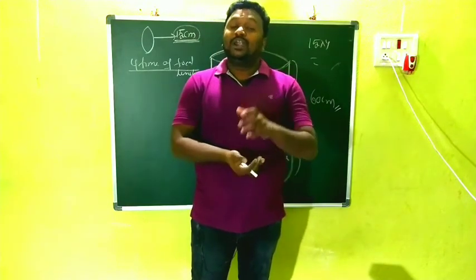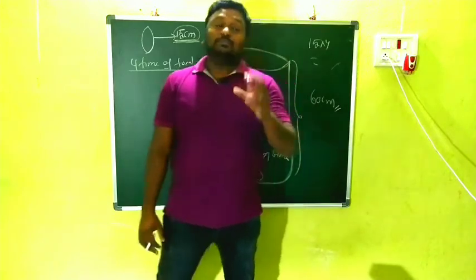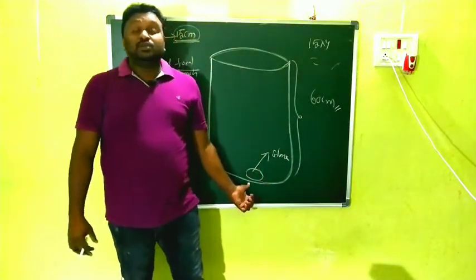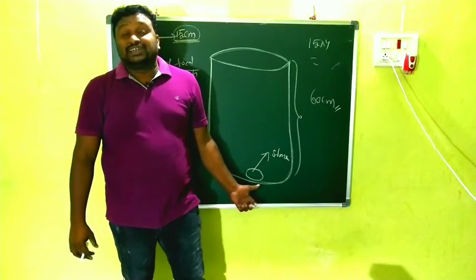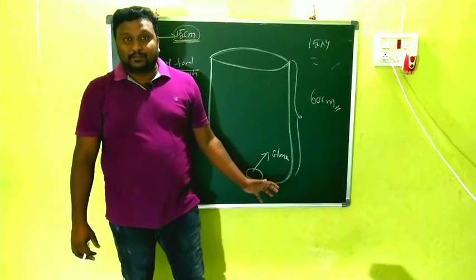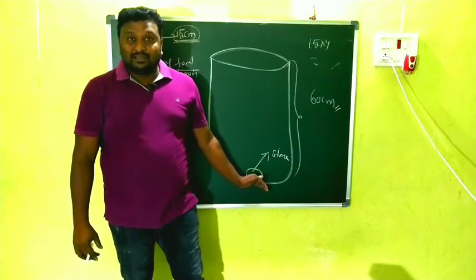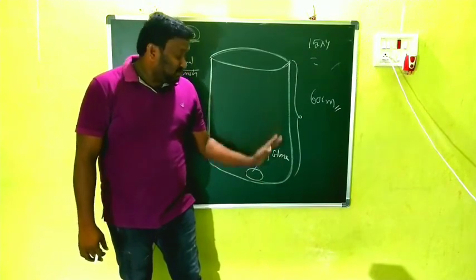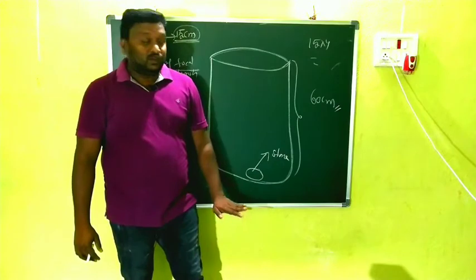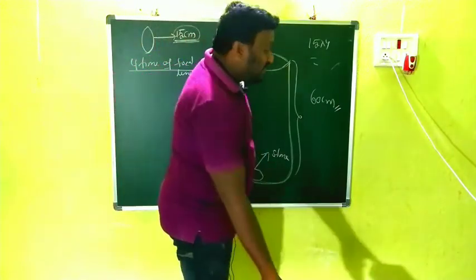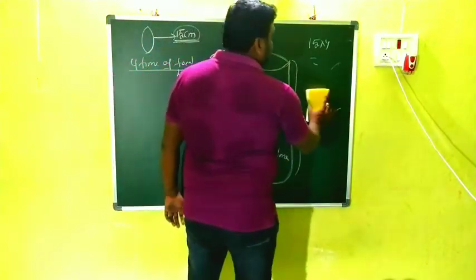After that, what do you have to do? We have to keep one object, like here the stone, which is kept here. Clear? So we are taking some stone. After that, the stone must be at the bottom of the vessel.